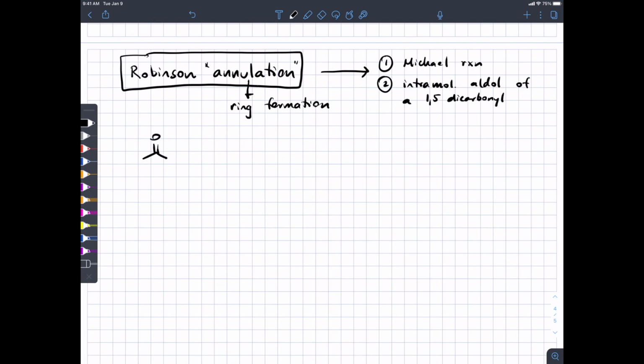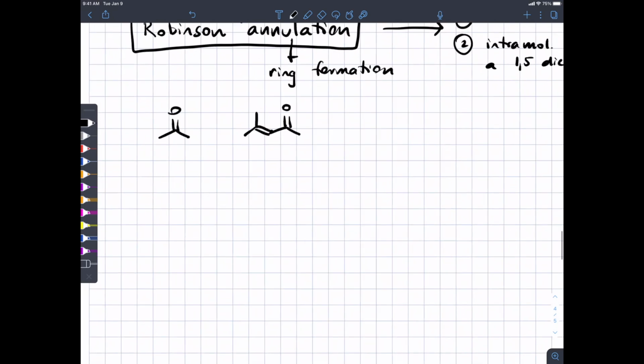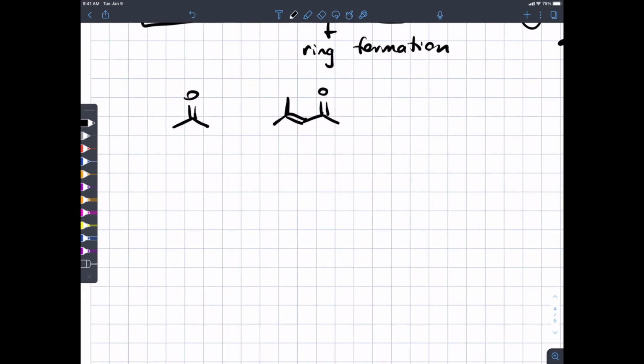You start with a ketone or a carbonyl compound that you can make an enolate from, and then an alpha-beta unsaturated carbonyl compound. Here's going to be our electrophile, and here's going to be our nucleophile. And we're going to use just simple base conditions to do this reaction. We will begin by removing the proton on the molecule that we want to make an enolate of.